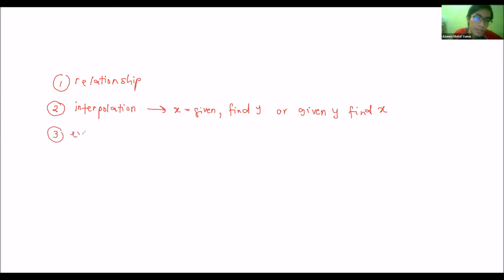Number 3, extrapolation. Basically, you need to draw a new line based on the previous line. For example, if the graph is like this, then you might need to draw until the axis, the intercept. You need to find the intercept by drawing an extrapolated line, or you can draw the extrapolated line in this direction instead. The way is called extrapolation.